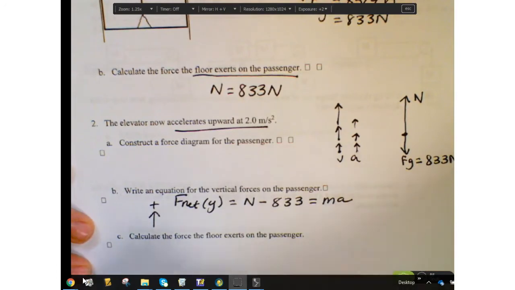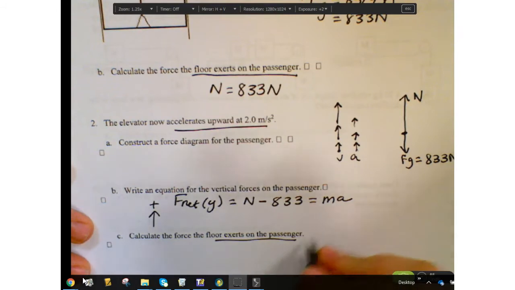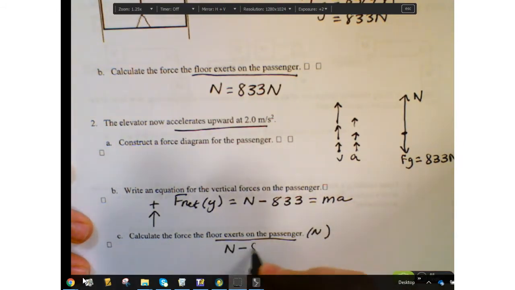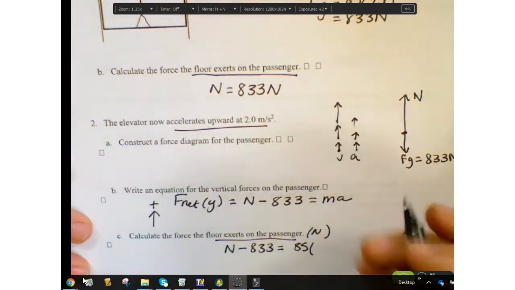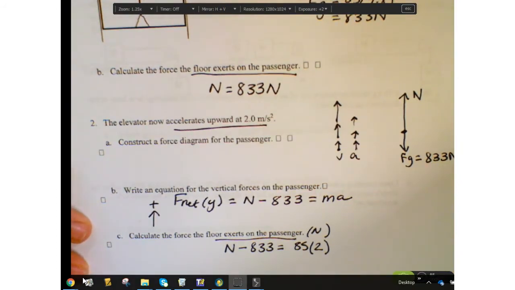Part C, calculate the force the floor exerts on the passenger. Again, this is asking me for my normal force. So I want to say N minus 833 equals the mass of the person, 85, times our upward acceleration of positive 2 meters per second per second. So when I do 85 times 2, I get 170, add 833 to both sides, and I want to get N equals 1,003 newtons.